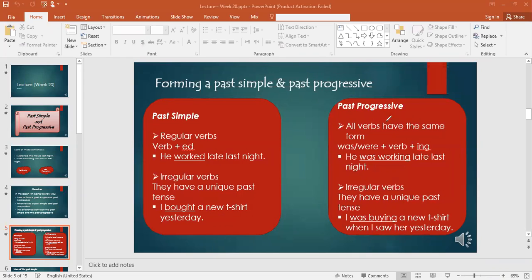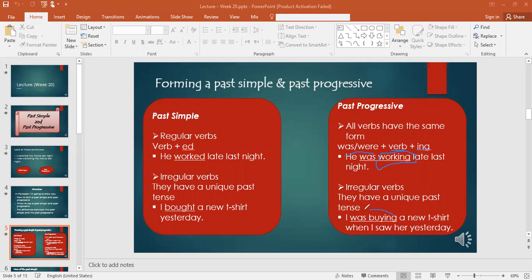So all the verbs have the same form: was, were, plus the verb, plus ing. Let's see these two sentences. He was working last night. Is work a regular or irregular verb? Regular. Did we make any changes other than adding ing and the verb to be? No.